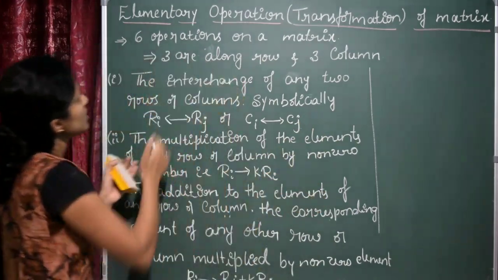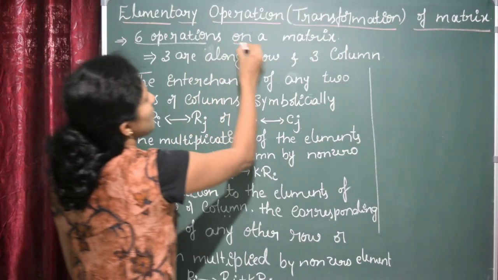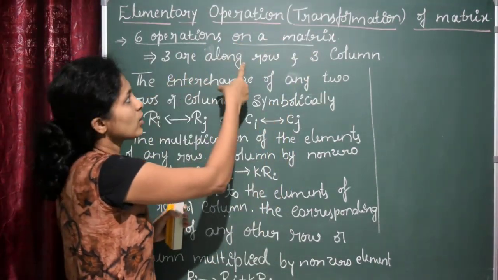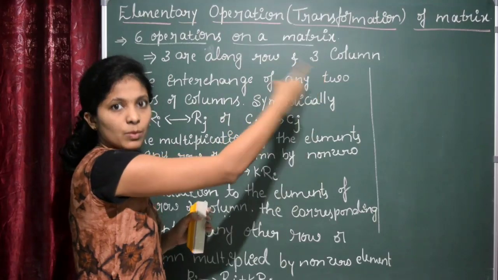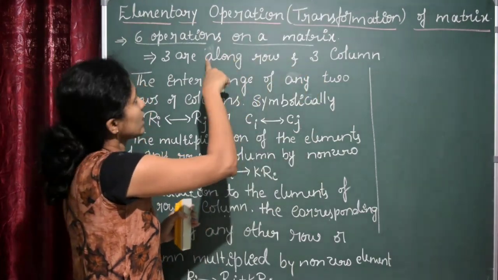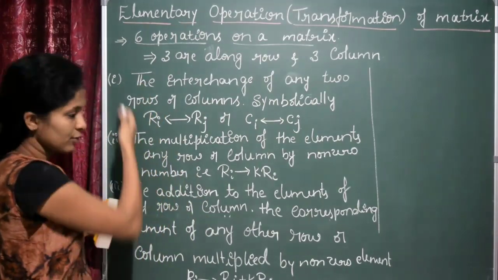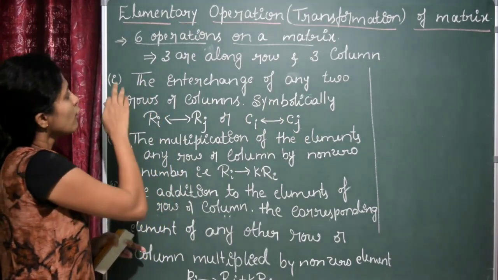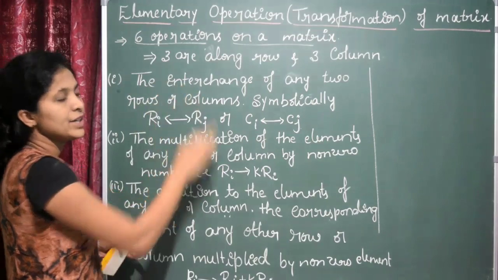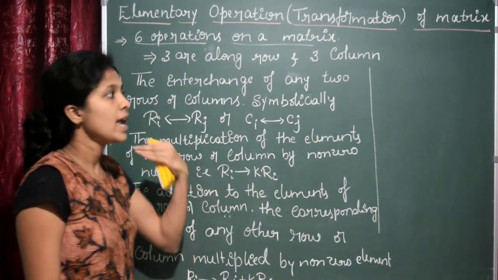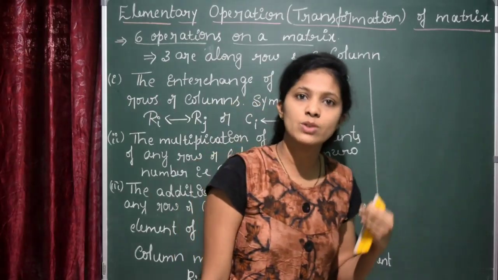There are 6 operations on a matrix. You can apply 6 transformations, that is 3 along the row and 3 along the column. Both are similar. Okay, these 3 and these 3 are similar. I have written the 3 here, first, second and third one. First one says that the interchange of any 2 rows or any 2 columns. Okay, you can interchange any 2 rows or columns.